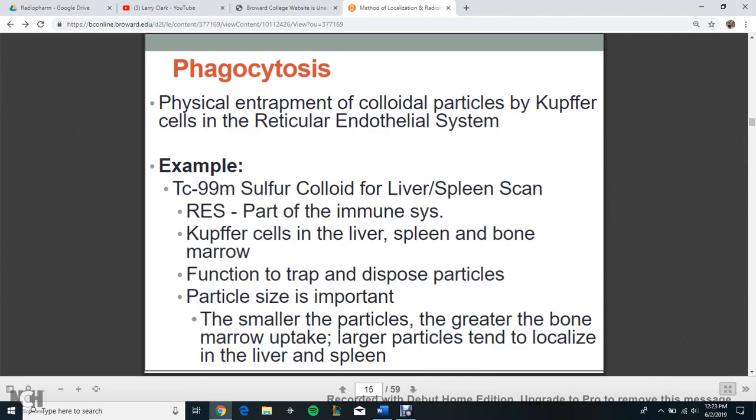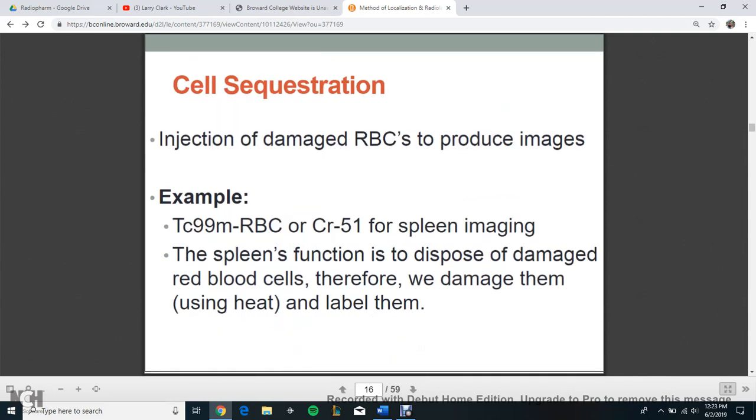The particle size is important. The smaller the particles, the greater the bone marrow uptake. Larger particles tend to localize in the liver and the spleen.